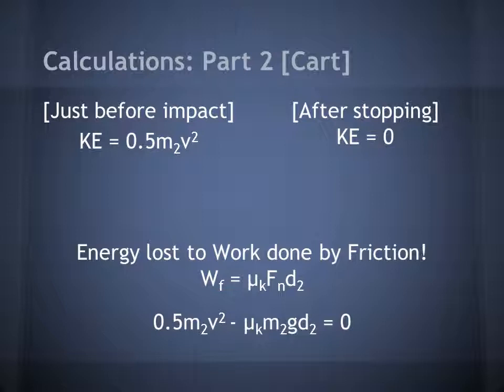The work done by friction, which is mu sub k times F sub n times d sub 2, is equal to 1/2 times m sub 2 times v squared. F sub n is just the normal force from the table, and F sub n is equal to m sub 2 times g. Solving for v squared, we find that v squared is equal to 2 times mu sub k times g times d sub 2.